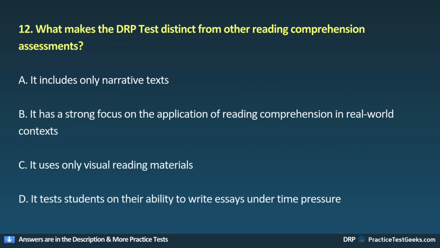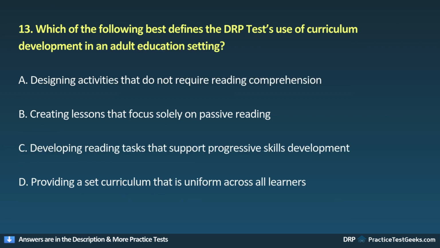12. What makes the DRP test distinct from other reading comprehension assessments? A. It includes only narrative texts. B. It has a strong focus on the application of reading comprehension in real-world contexts. C. It uses only visual reading materials. D. It tests students on their ability to write essays under time pressure.